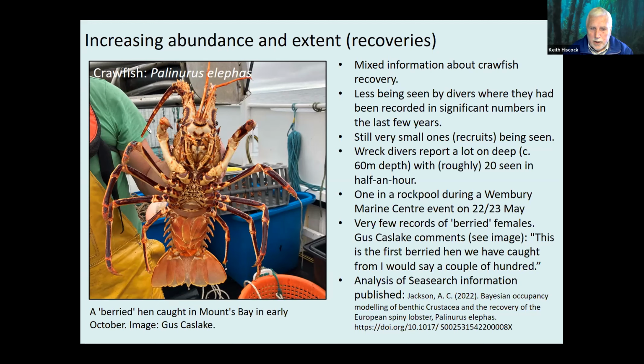in early October. Now, it's very difficult to see the eggs because of the large platelets which the female holds over the eggs to protect them. You can just see some orange eggs sticking out from underneath those platelets. So a large female spiny lobster, the only one from about a couple of hundred. So it's a continuing story.